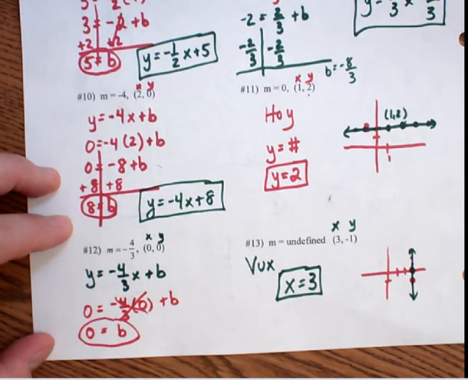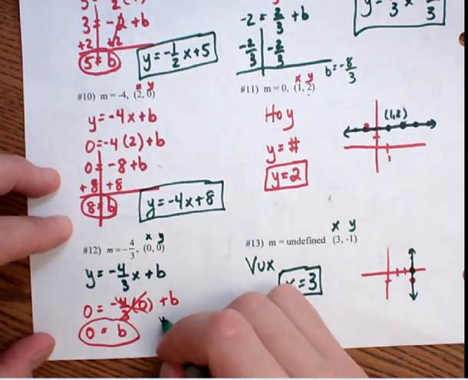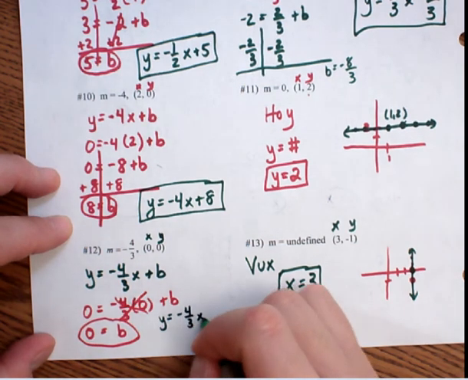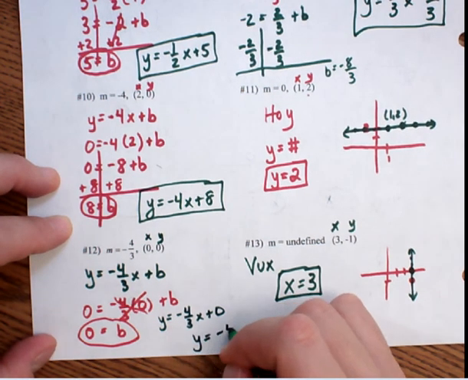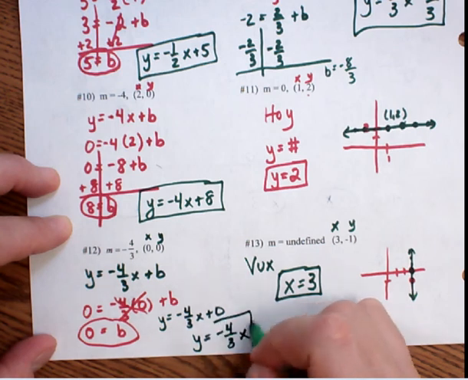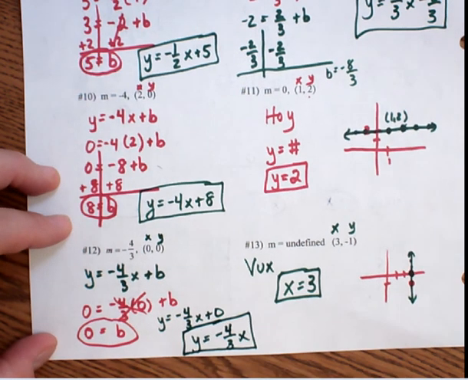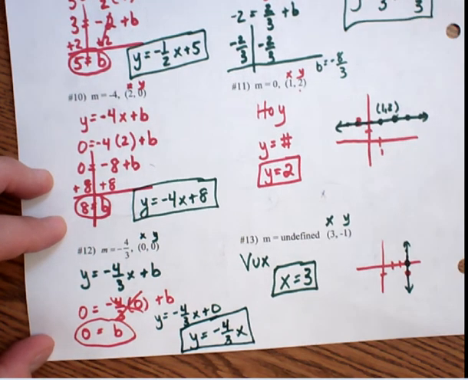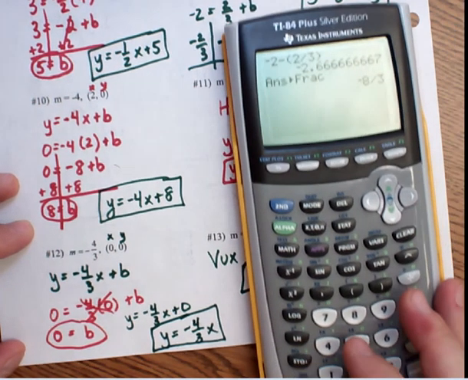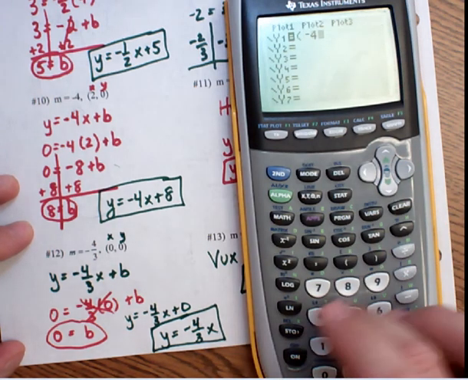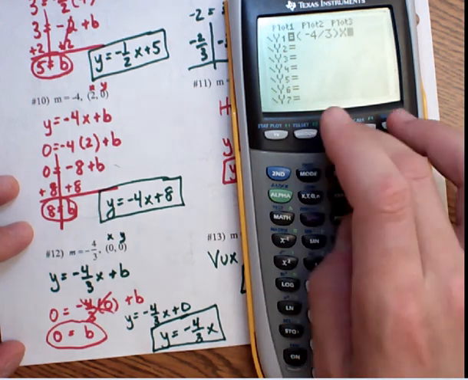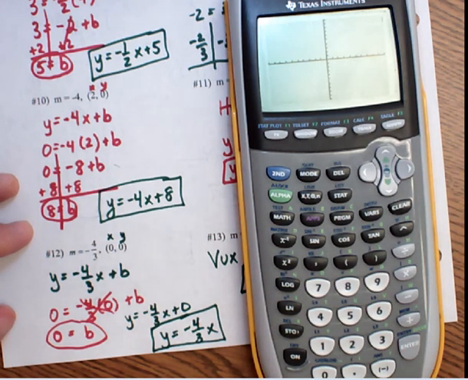That's the y-intercept. When we write the equation, we can write y equals negative 4/3 x plus 0. But you don't normally write it that way. You would just leave it y equals negative 4/3 x. And that's a good answer. And that should go through the point (0, 0). Let me graph it. Let's check it. y equals negative 4 divided by 3 times x. Zoom 6. Does it go through? Yes, it does. And the slope looks good. And that is the end of page 2.